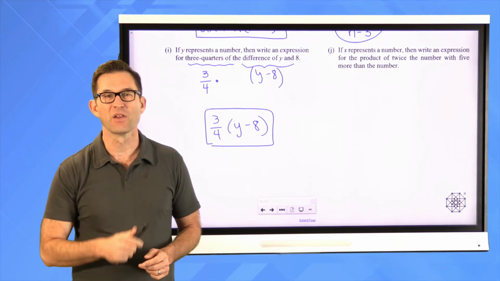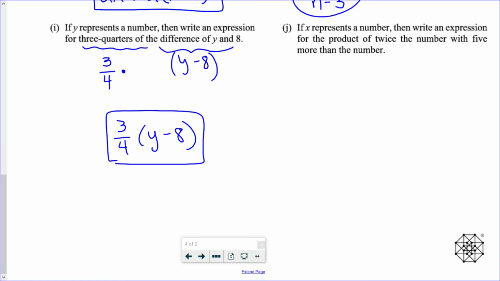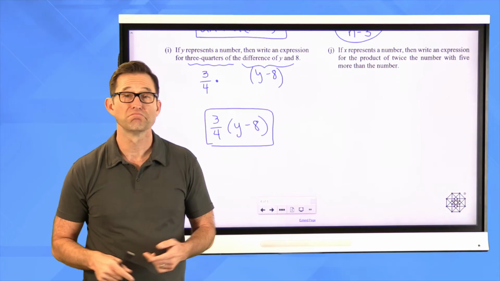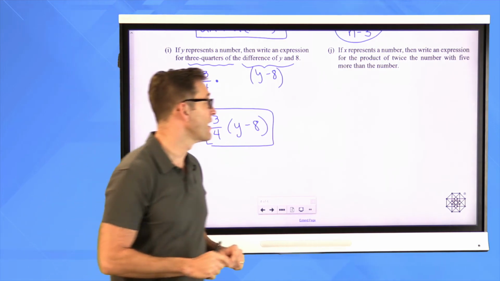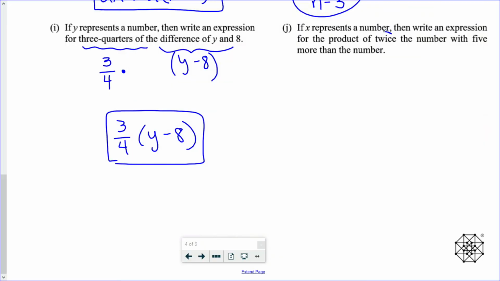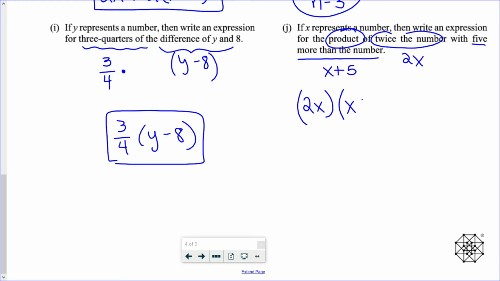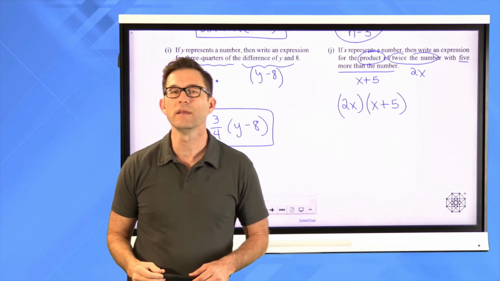Okay, let's take a look at the last one, letter J. If x represents a number, then write an expression for the product of twice the number with 5 more than the number. There are some easy things here. Twice the number will be 2x. 5 more than the number will be x plus 5. I want an expression for the product of those two, so I'll do 2x times x plus 5. And again, those parentheses are absolutely critical.